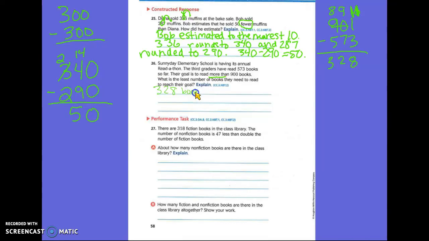Yep, comma. Because now we have to explain. How did we get 328 books? Their goal, so we're going to say, why did we get 901 first? When we worked it out, why did we get 901? Because they wanted more than 900.